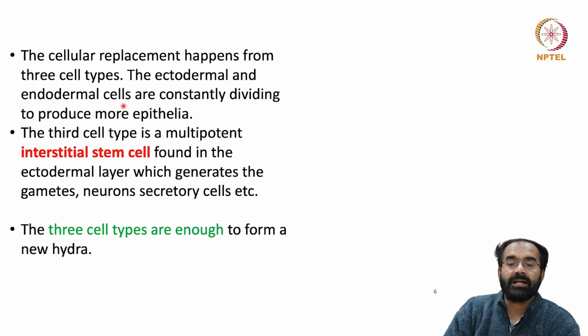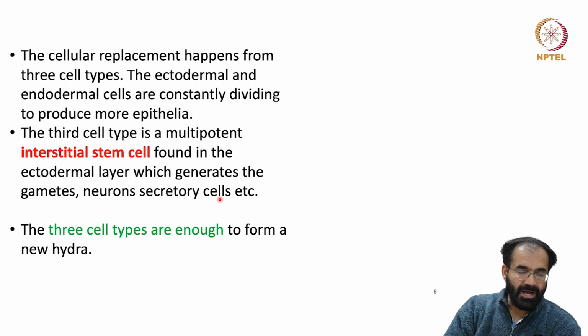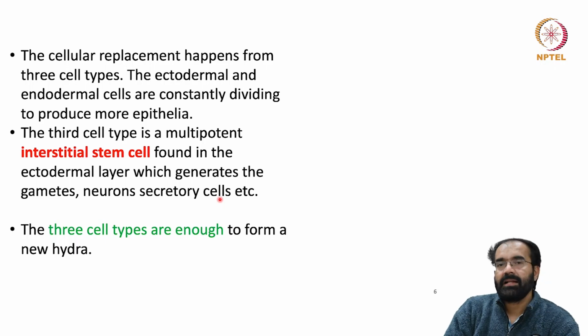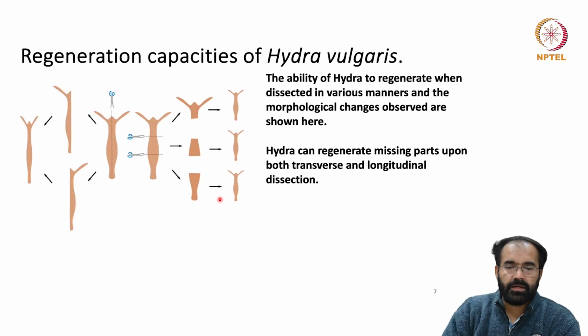That means you need to have an ectoderm, endoderm and this interstitial cell. If you put them together, the new hydra will be formed. Why? Because interstitial cell is good enough to give rise to gamete producing cells, neurons and other secretory cells. So this way the hydra, if you disassemble it into a mass of tissue, say 50 cells or 100 cells of hydra, it can give rise to a miniature hydra which will eventually grow bigger.